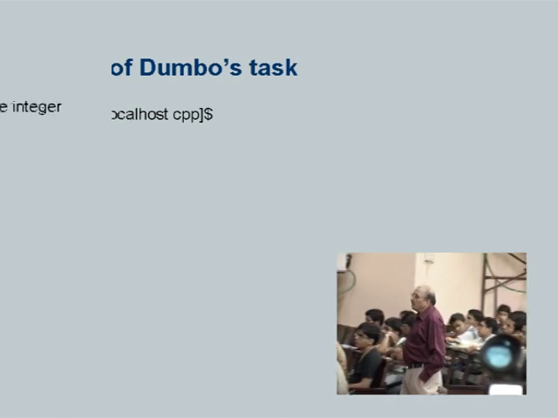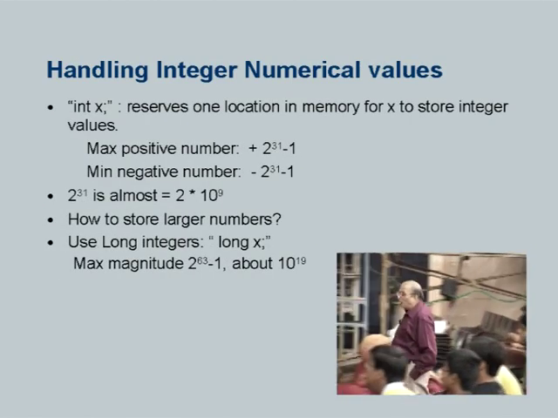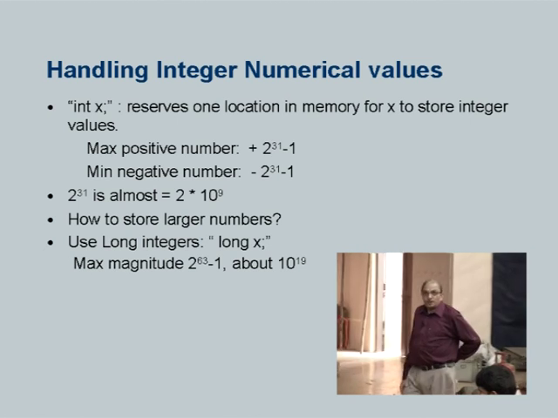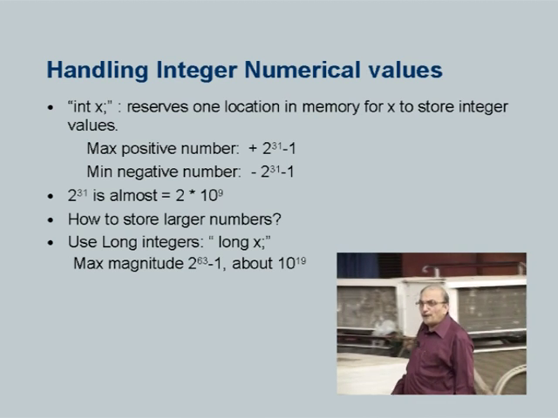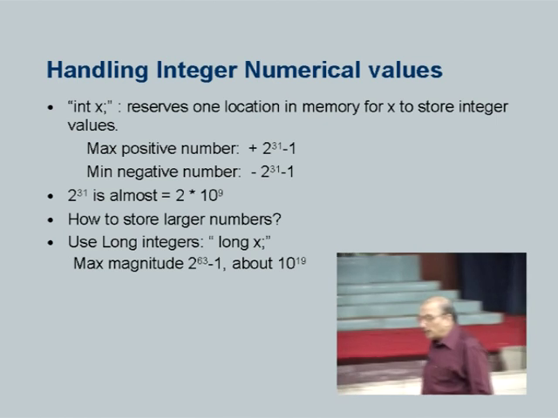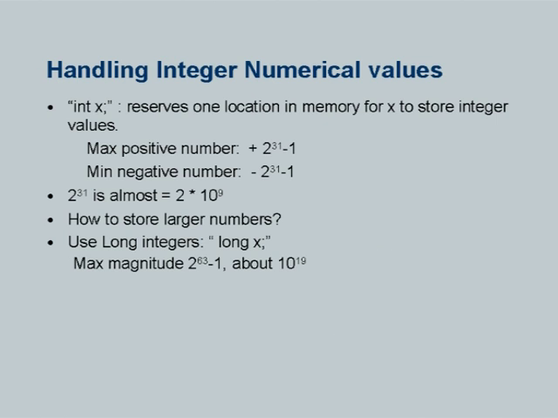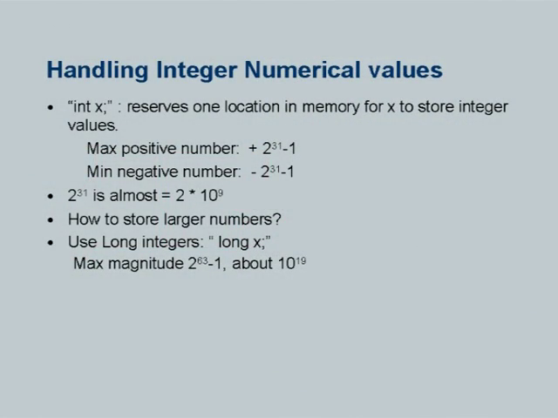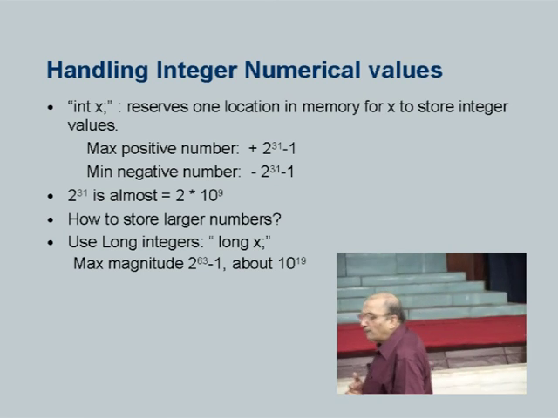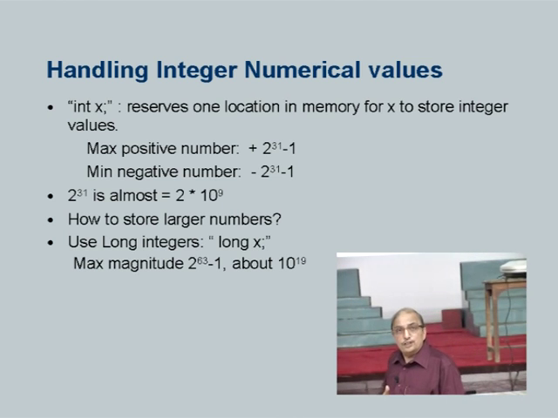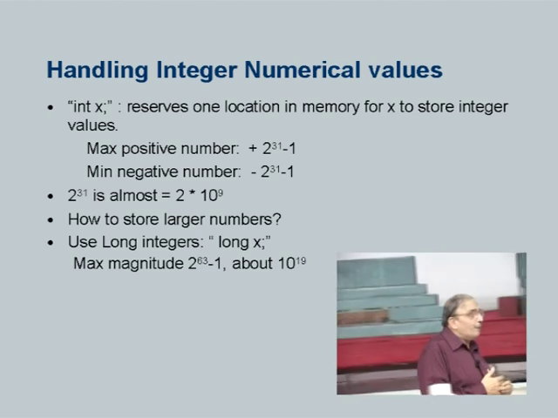Okay, next. So now we try to understand how Dumbo handles numerical values. This example we had seen earlier, when we specify int x, for example, we had assumed that in the memory cupboard that Dumbo has, it will reserve one drawer, label it as x, and remember that the drawer x has to contain integer values. So int x reserves one location in memory. What kind of values can it store? Can it store 25? Yes. Can it store minus 207? Of course, yes. What is the maximum and minimum value?